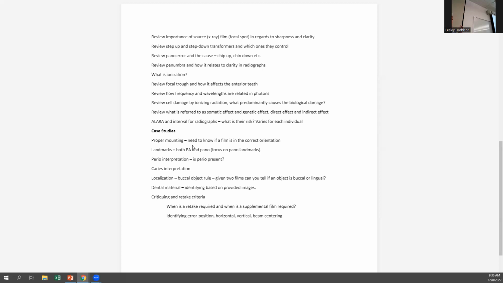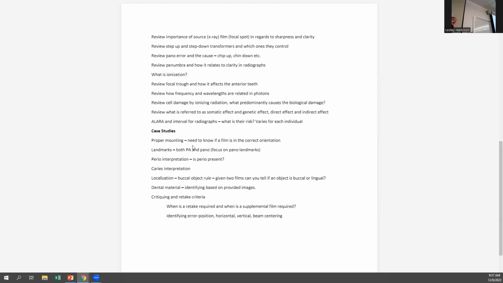If you've met the criteria, if you've put the film in the best place that you could possibly have ever put it, if you've centered the second molar and you still don't have some of the third molar, it becomes a supplemental film. So you don't get a ding for it.